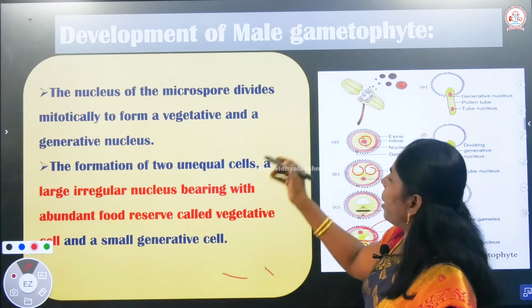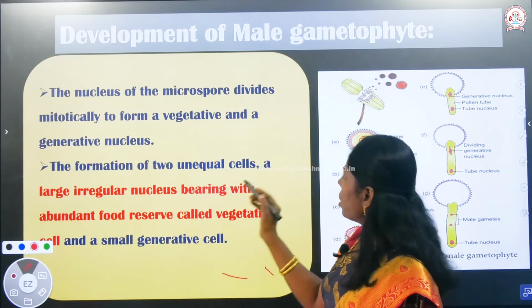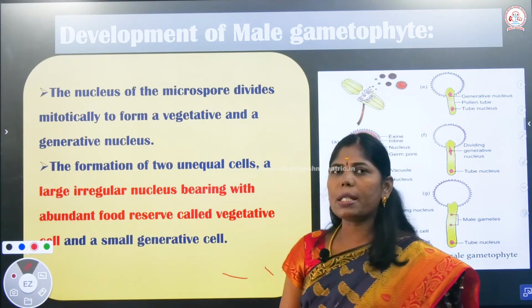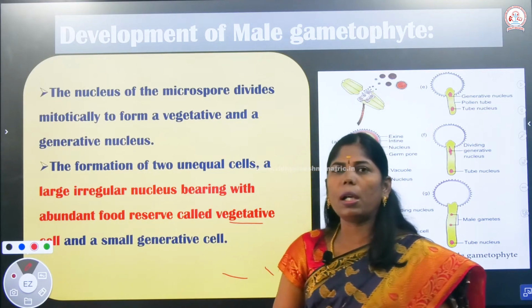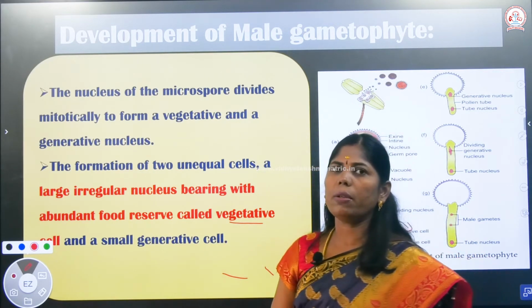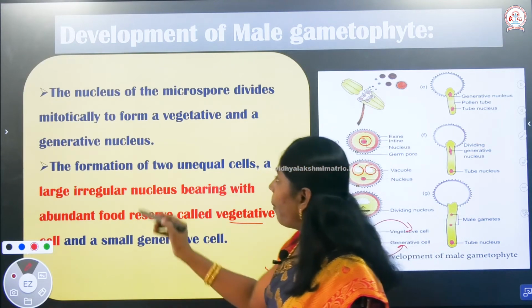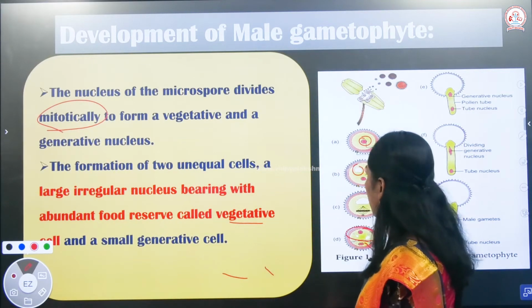So the nucleus of the microspore divides mitotically to form a vegetative and a generative cell. The formation of two unequal cells: one is the large cell with an irregular nucleus, bearing abundant food reserve, called the vegetative cell, and the smaller one is called the generative cell. How are both of them formed? They are formed by mitotic division. By which division are they formed? By mitotic division.